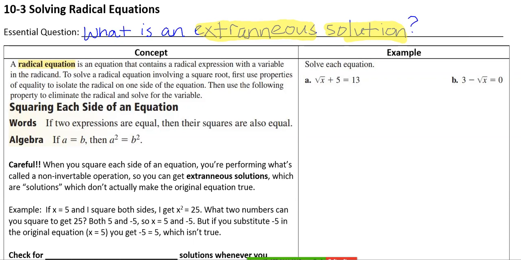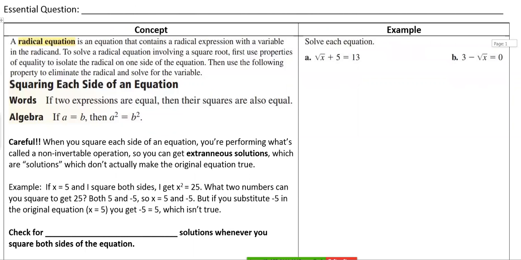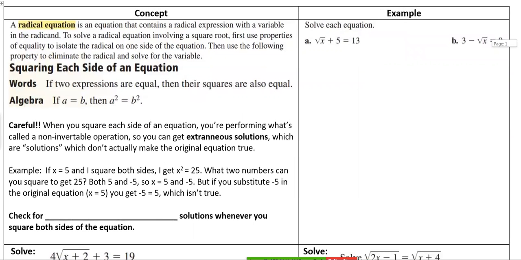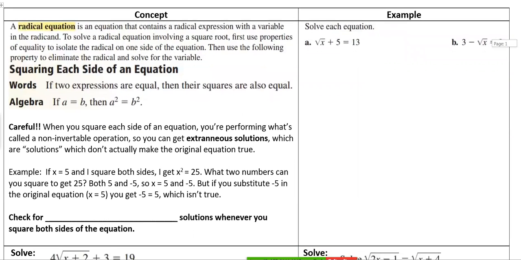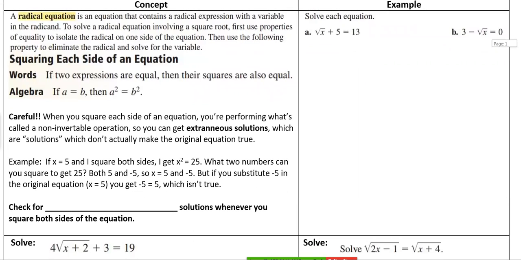No, I'm just joking. This is actually kind of interesting, this section, because you've learned about the properties of equality, right? The addition and the subtraction and the multiplication and the division. Well, today it's almost like you're learning a new property of equality, one that you never even knew existed. A radical equation is an equation that contains a radical, with a variable in the radicand.